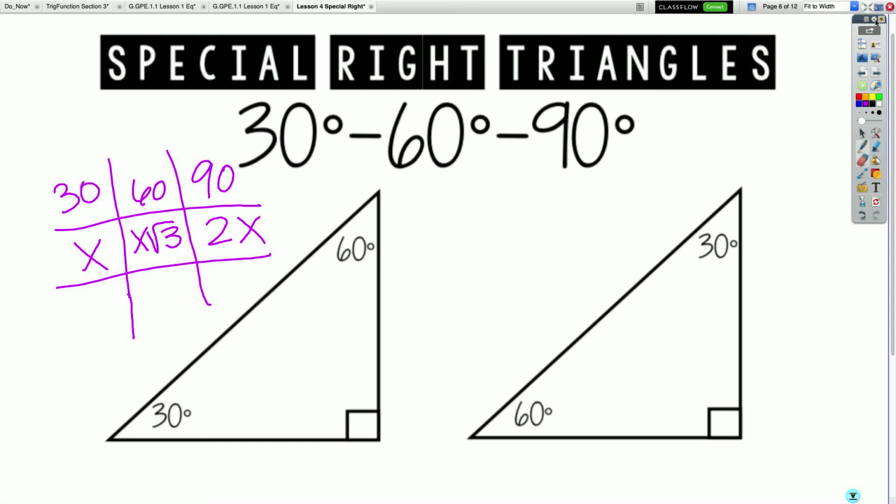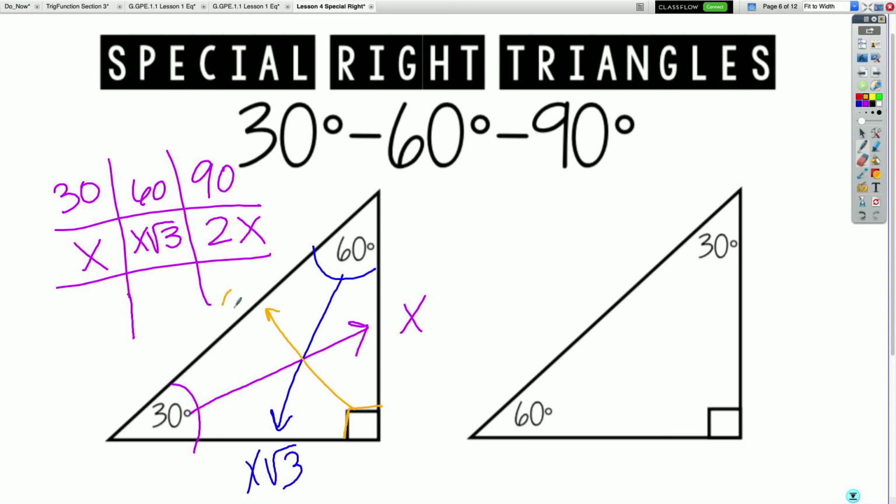Okay, so I'm going to color code this across from 30. So I'm going to draw my arrow across from 30. I'll give you a second to write that down. Across from 30 is x. Across from 60 is x square root of 3. And across from 90, our box, is 2x.